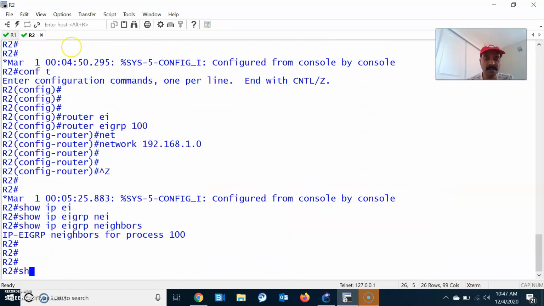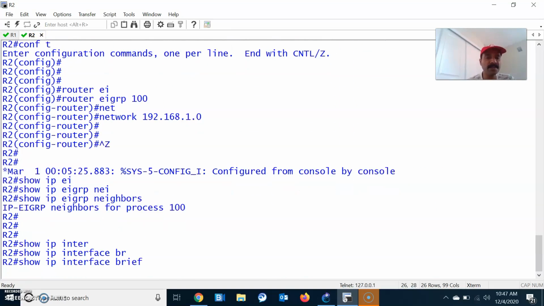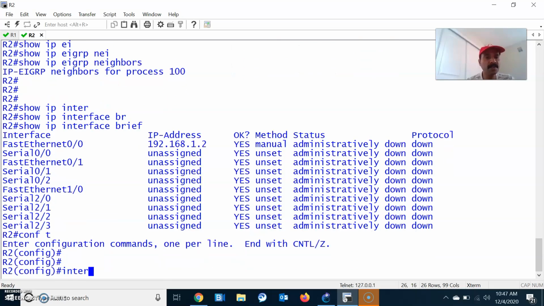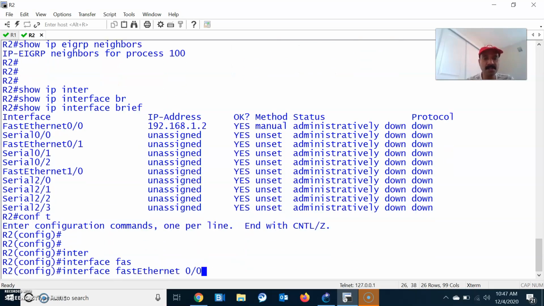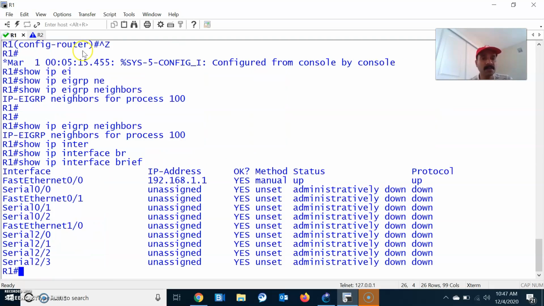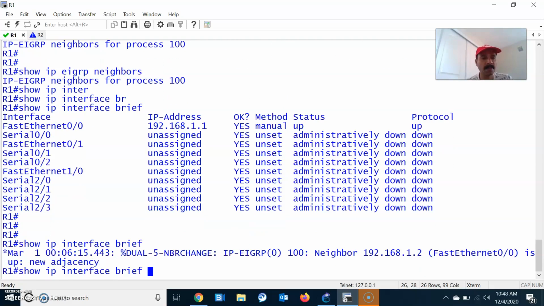Let us check here. Show ip interface brief. So it is administratively down. Let us make it up, right? Go to the configuration mode, interface FastEthernet 0/0. Let us do a no shut. Immediately the neighbor relationship should come up. Now let us check it. So it is coming up, right? So 1 by 2 is up.